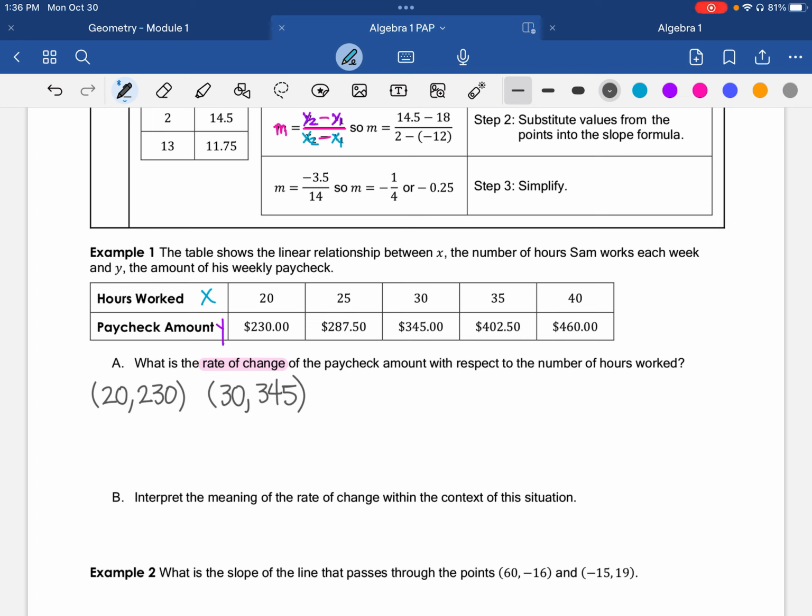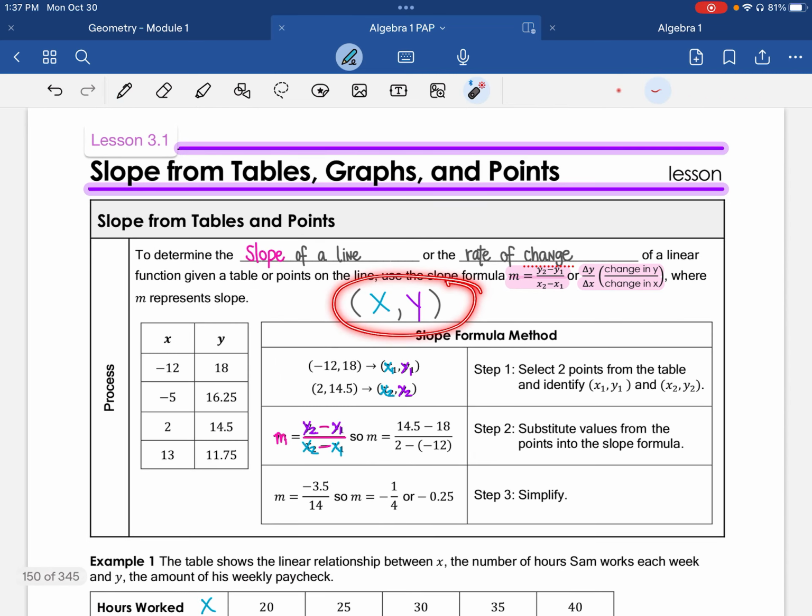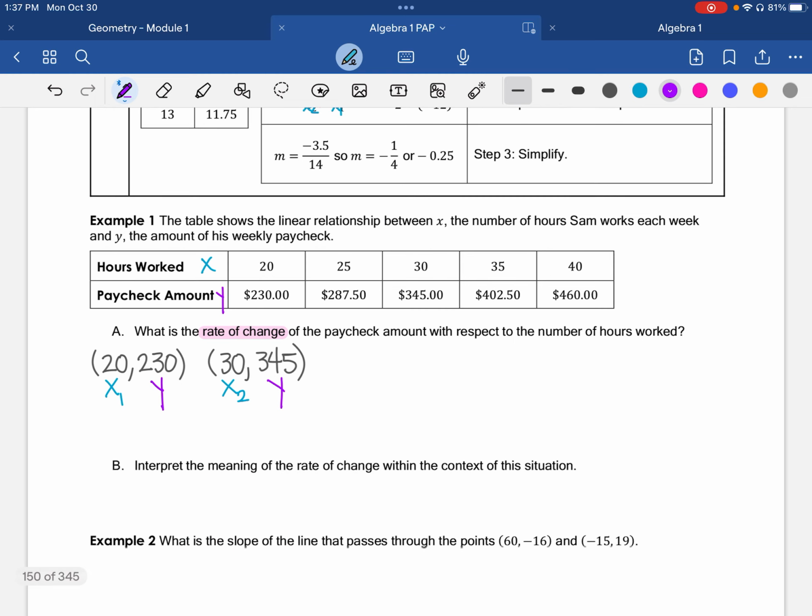All right, I've gone ahead and done those, and now I'm going to label them. Remember, the first numbers are always x's, and it's traditional to call the first one x1 and the second one x2. The second numbers inside of our parentheses are our y values. If you forget, remember, we wrote it down right up here, and you can always go back and check.